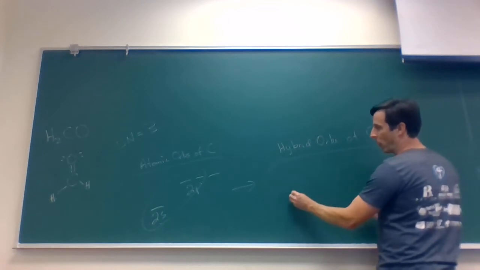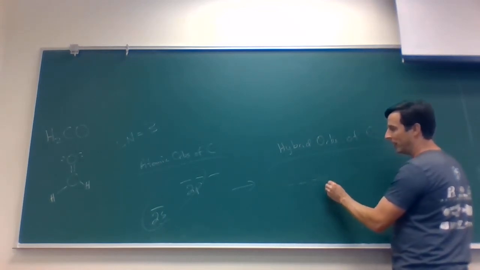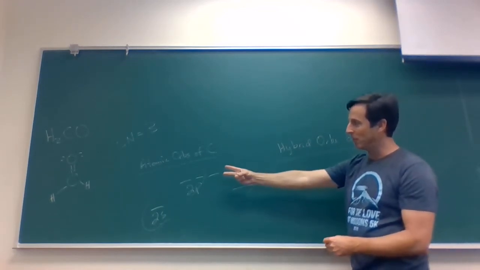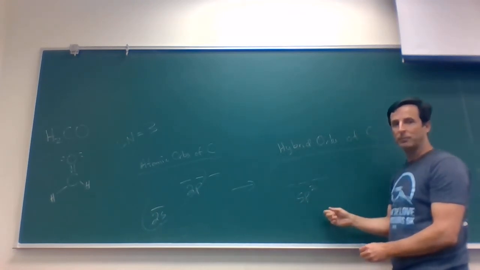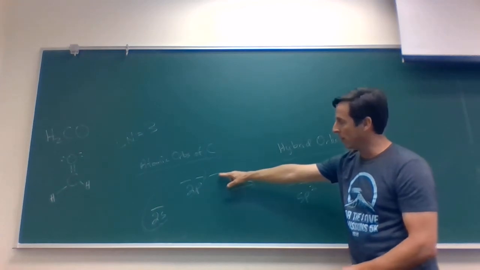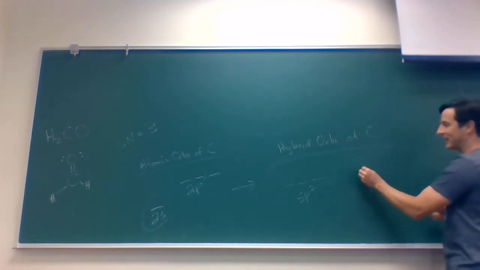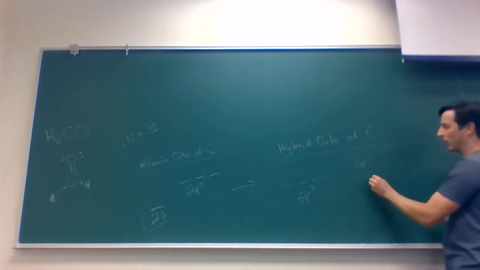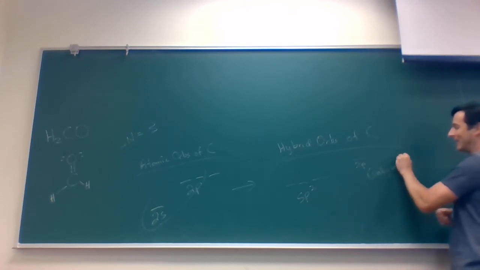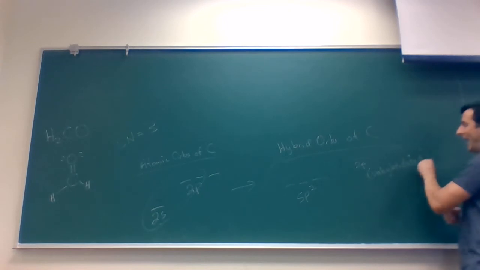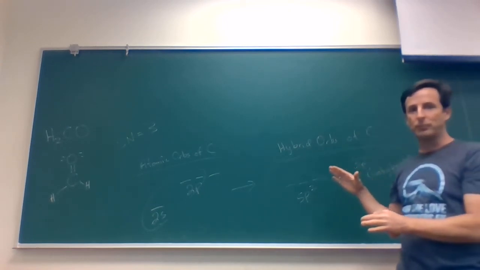I'm going to have 3 equivalent orbitals, 1, 2, 3. I use an s and 2 of the p's, so that's sp2 hybrids. That leaves 1 orbital left alone up here by itself. It's a 2p orbital. It is unhybridized. So basically I haven't moved that one. I haven't changed it in any way.